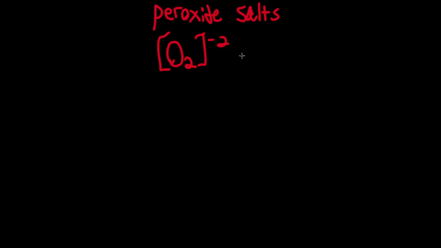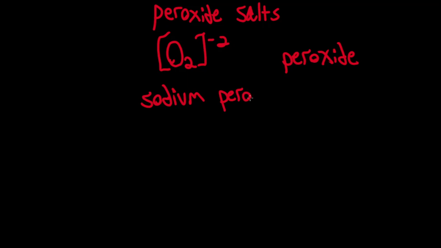Alright, and just like before with our salts, the metal is always going to be named first and in its entirety, and it's going to be followed by the word peroxide. Okay, so let's do some examples. Our first example is going to be sodium peroxide.